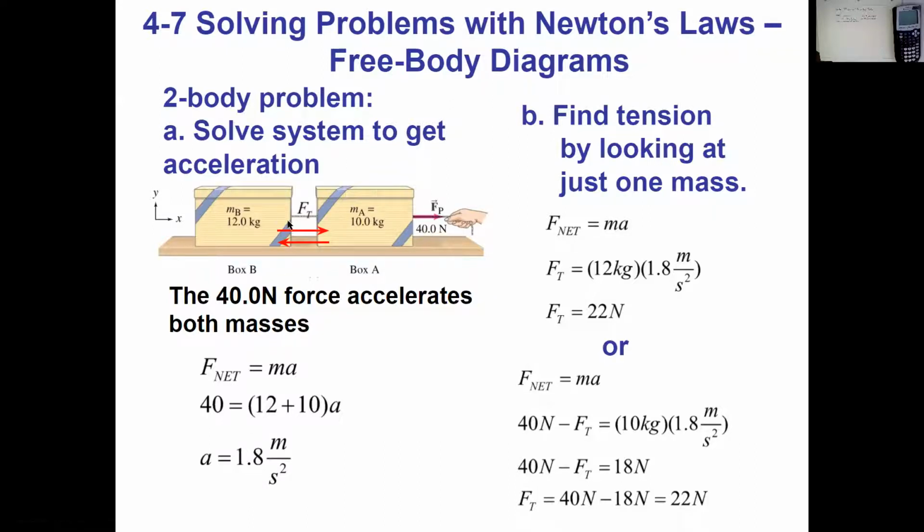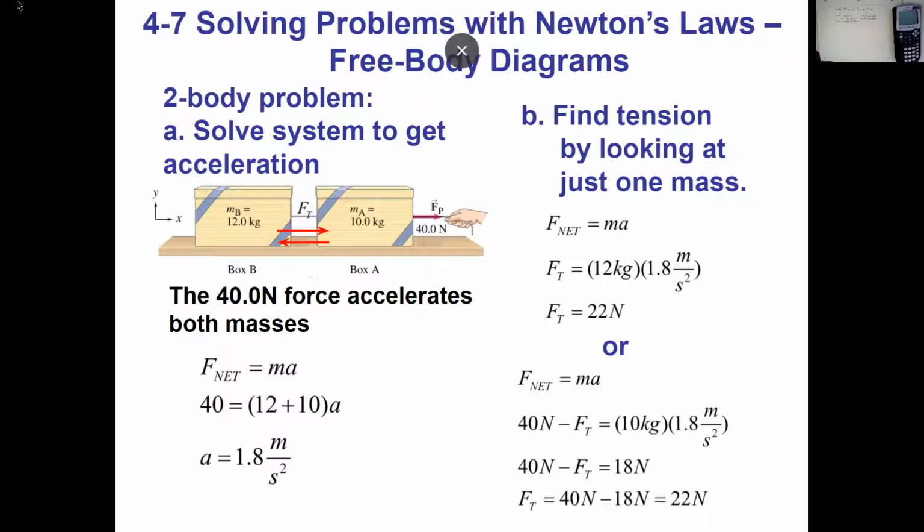Now we can look at the tension in between the two, because the tension is what's responsible for accelerating this box at 1.8 meters per second squared. Let's just look at the 12 kilogram mass, and the only force acting on it is the tension. It's making this 12 kilogram box move at 1.8, so we get 22. Or we could look at the 10 kilogram box, where the tension is pulling back on it. So 40 minus the tension causes 10 kilograms to accelerate at 1.8. Notice we've broken the system up. We're treating the 12 and the 10 separately at this point. And of course, we get the same result.